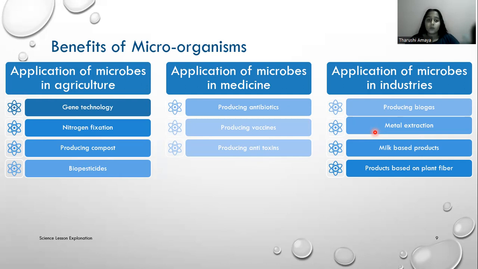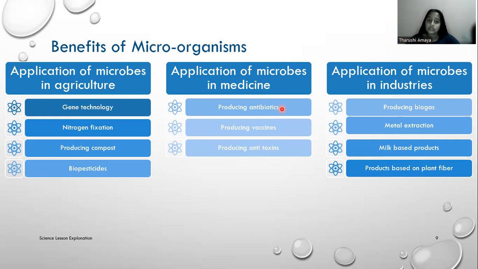And let's move on to the next topic, application of microbes in medicine. Producing antibiotics. An antibiotic is a chemical produced in the body of a microorganism to destroy or sabotage another type of microorganism. For some examples, penicillin, amoxicillin, and tetracycline are used against bacterial infections, while griseofulvin is used for fungal infections.